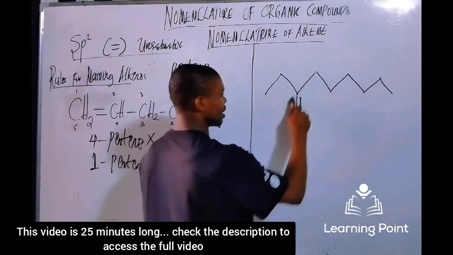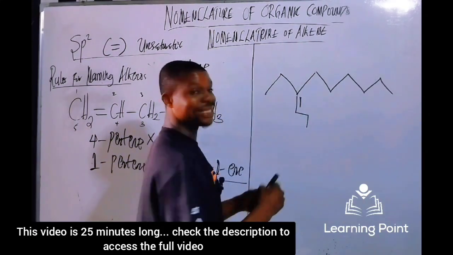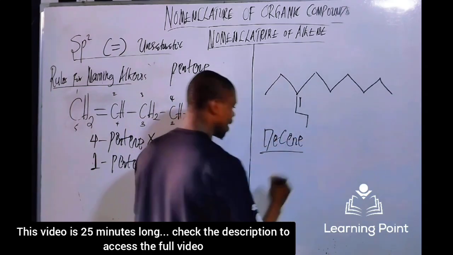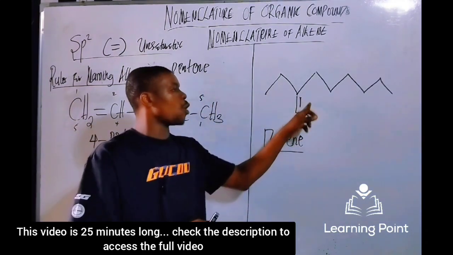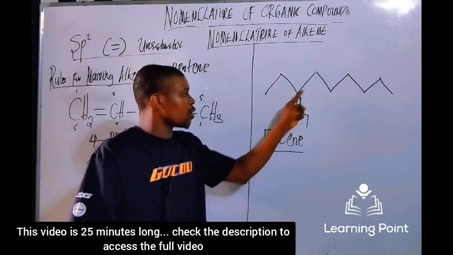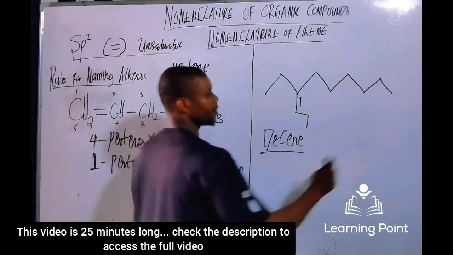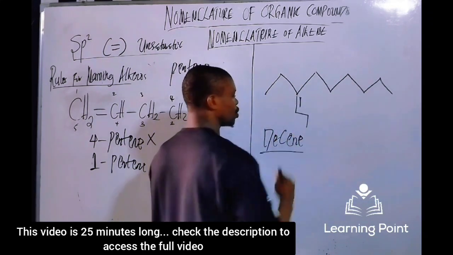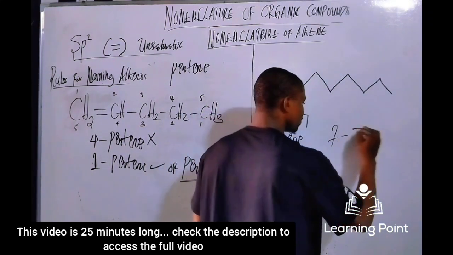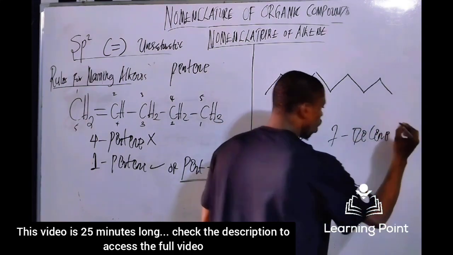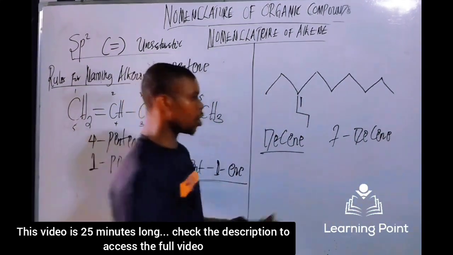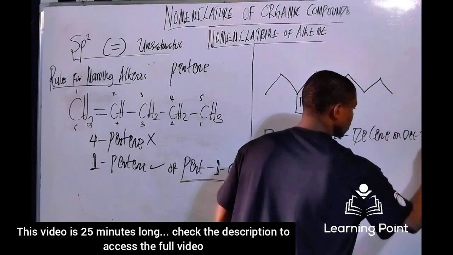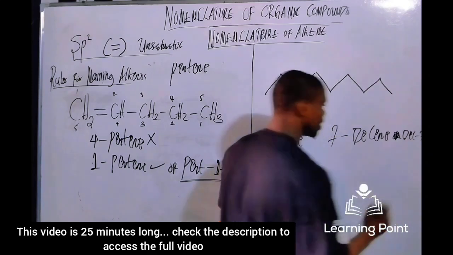So from here to here we have 10 carbons that carry the double bond. So it's going to be decene, right? But what is the position of the double bond? Remember, if I start from here, 1, 2, 3, 4, 5, 6, 7, carbon 7 carries the double bond here. So it's going to be 7-decene, or dec-7-ene.